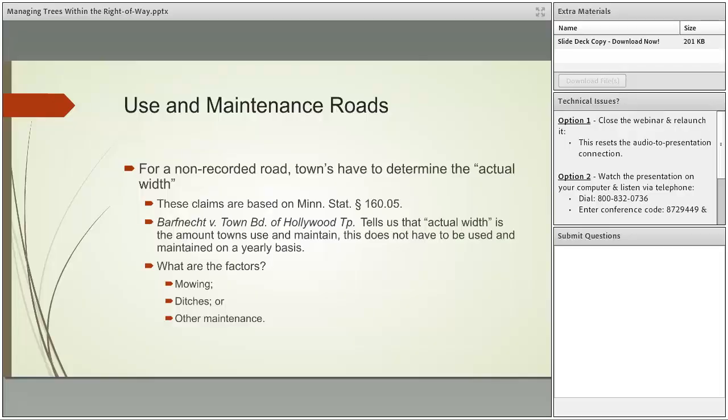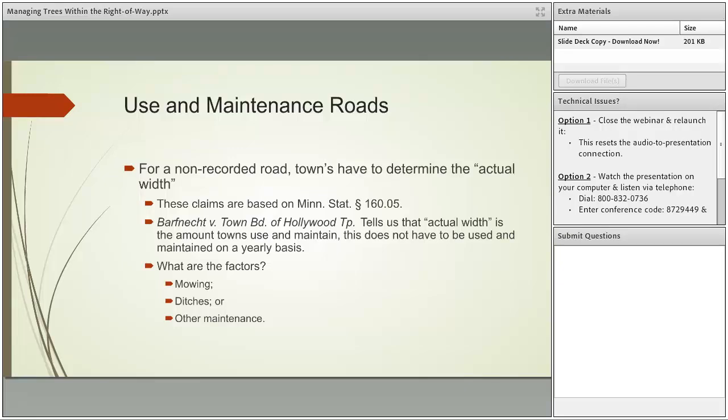So just going back to use and maintenance roads real quick, these are non-recorded roads that have been used and maintained, so they have been driven on and maintained for a period of at least 6 years. Most town roads, or many town roads, are obtained through use and maintenance. And so with these roads, you can only maintain what the town has obtained through actual use and its actual width. Again, these claims are based on Minnesota Statutes 160.05, and this has been litigated over a fairly long period of time.